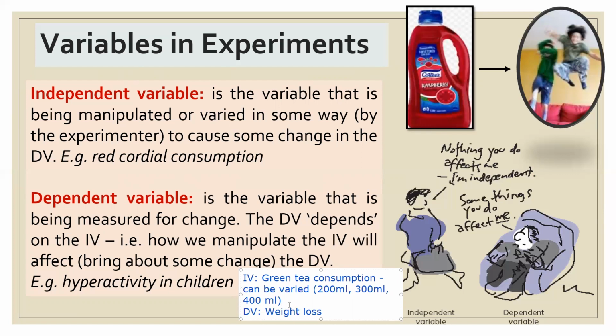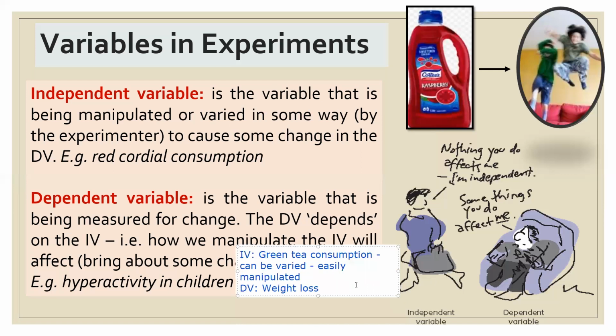Not just in terms of the amount she wants her participants to drink, but also what time of the day she wants them to consume that green tea. So that's something that can be very easily manipulated or varied in terms of the amount. All right, now we're looking at weight loss. This is a pretty straightforward question, but how might Layla measure weight loss in her participants? What are some common ways in which we measure the variable of weight loss?